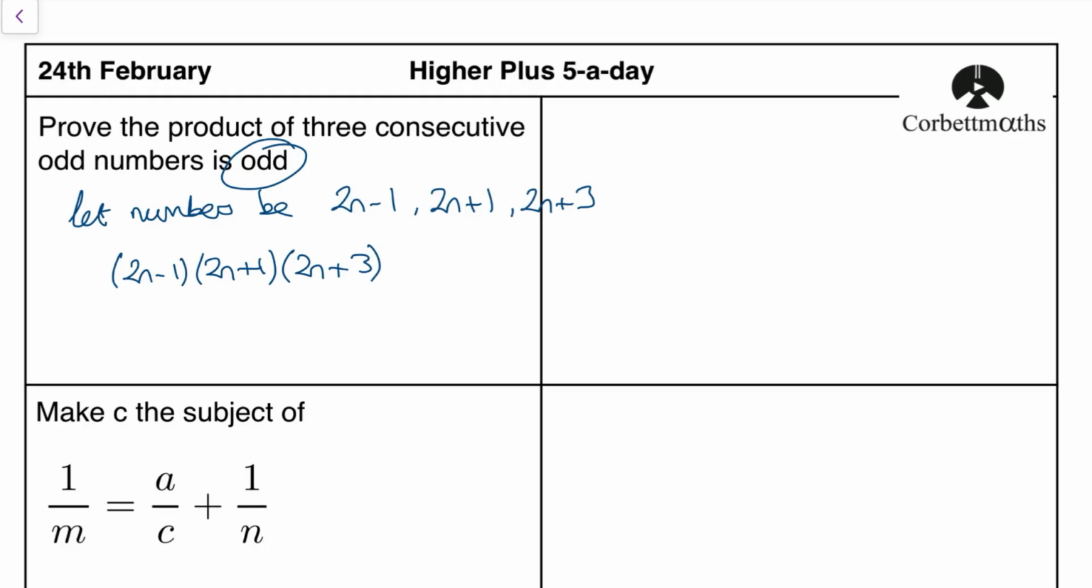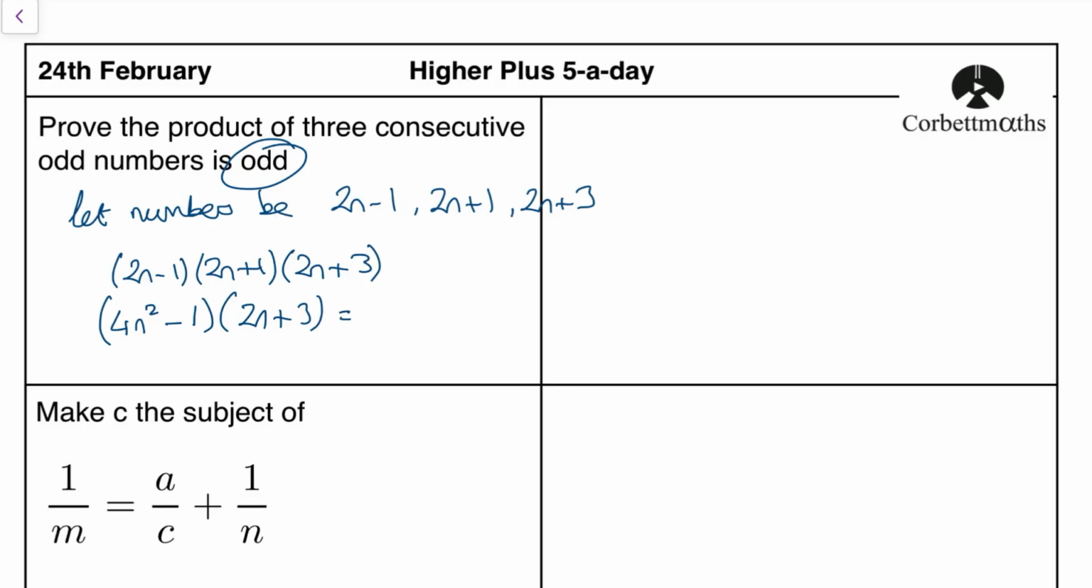So first bit, 2n times 2n is 4n squared. Because I've done a negative, there's going to be a bit of cancelling here. So minus 2n plus 2n goes away. I made it a bit easy for myself, minus 1. And that's going to be 2n plus 3. So basically I did a reverse difference of two squares.